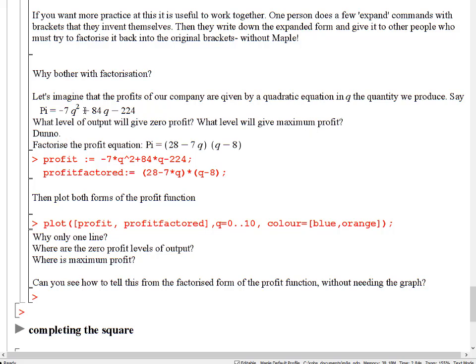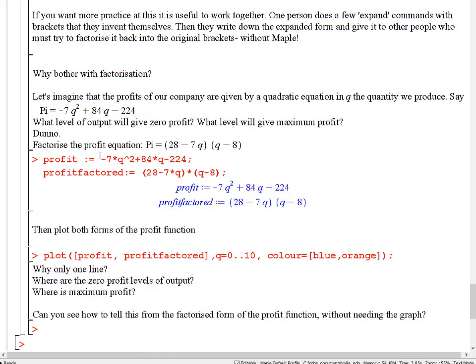The answer is, I don't know if I look at this. It's very hard to tell. But if I factorize the profits equation, that gives me some insight. So I factorize this into this form. There's the original profit function in that form, and then the profit factored form like this. And you should be able to check that they are the same.